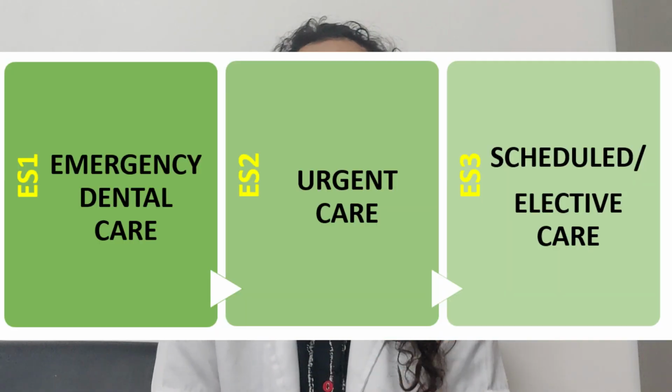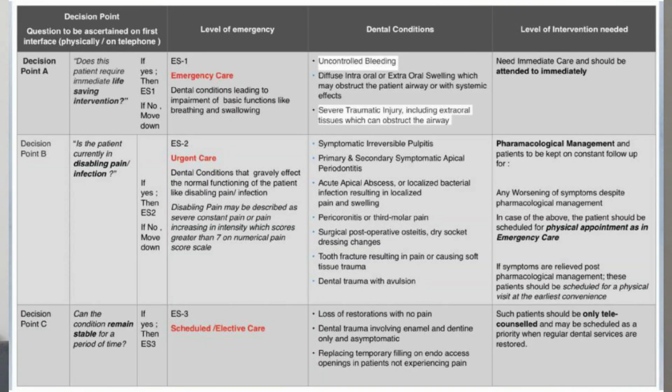So emergency care. The patients who come under this category are the ones who've had an accident which presents with difficulty in breathing, or when there's cellulitis, which is so much that there is difficulty in breathing, or when there is uncontrolled bleeding. Such patients need to be attended as soon as possible, so they fall under emergency care.